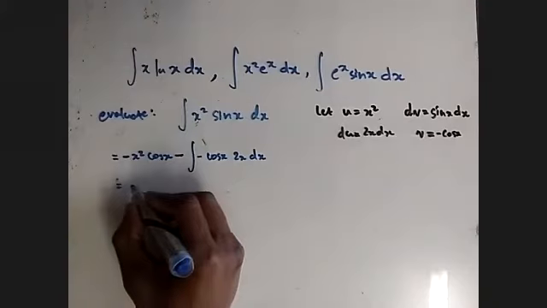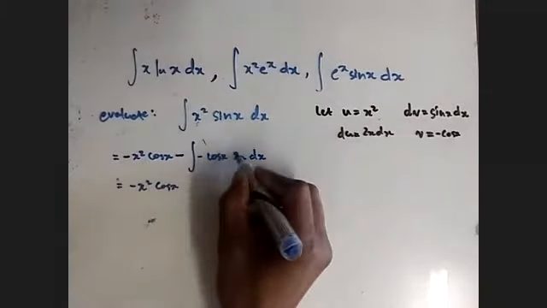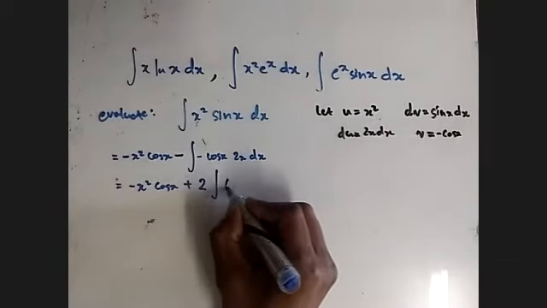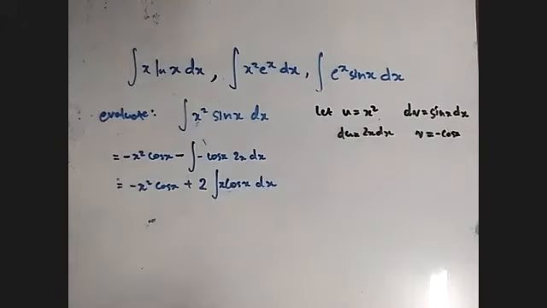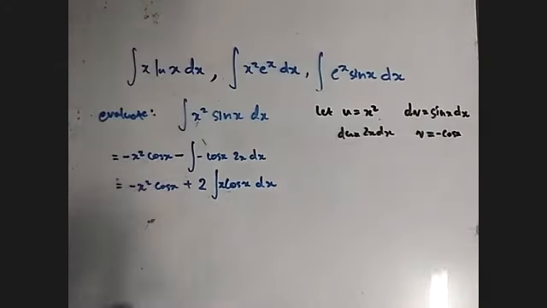Let me just write negative x squared plus x. So we're going to take out the 2, so plus the 2, let's go, x cos x dx. Now, this is the nice part about it. We can see that we do have integration by parts again.